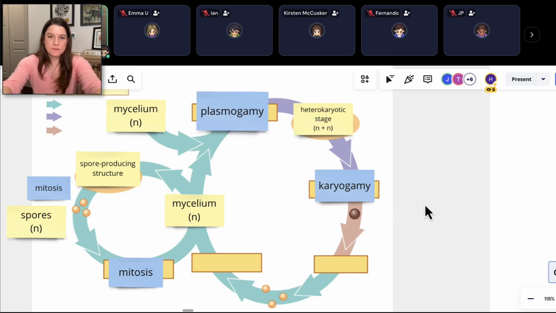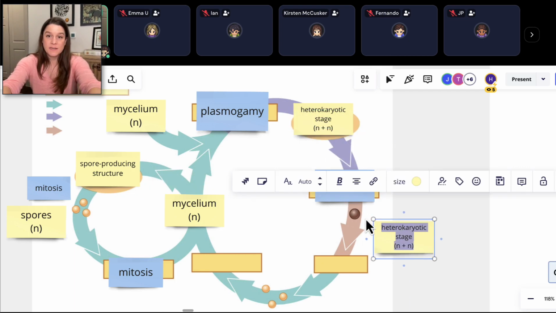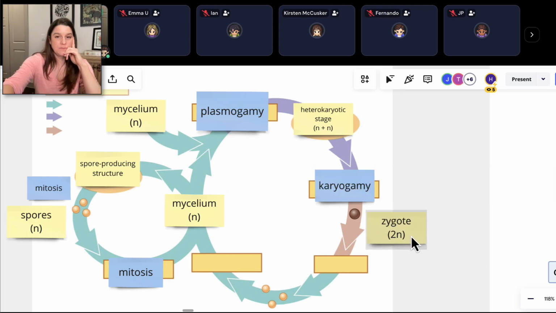Okay, so now we have the nuclei together, and that is forming a zygote. Even though it's not from egg and sperm, it's still called a zygote. 2N, still one cell.